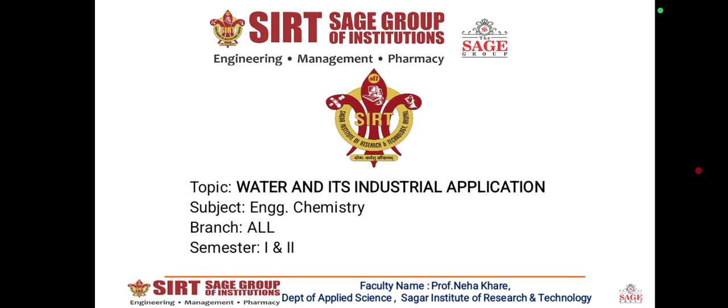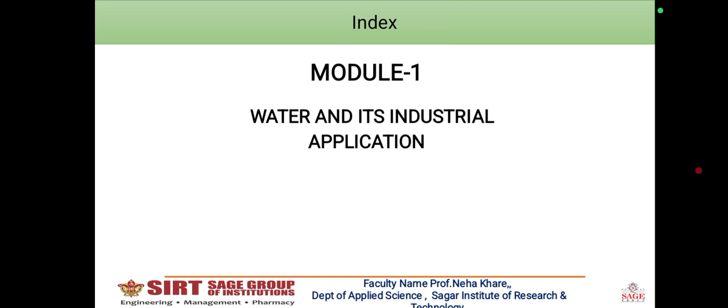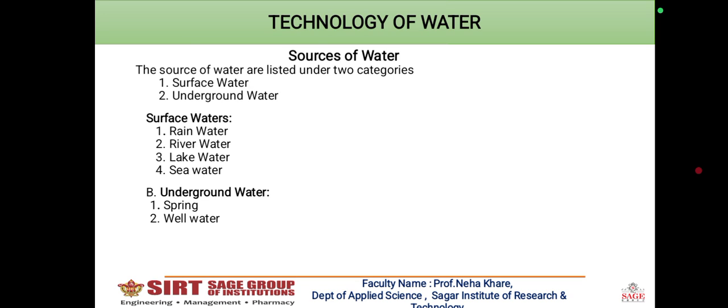Today we will discuss engineering chemistry. In this subject, module 1 is water and its industrial application. First of all, we will discuss sources of water. The different sources of water, also from previous knowledge, are surface water, rainwater and also underground water.